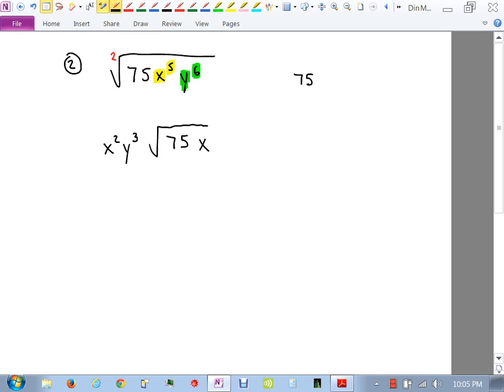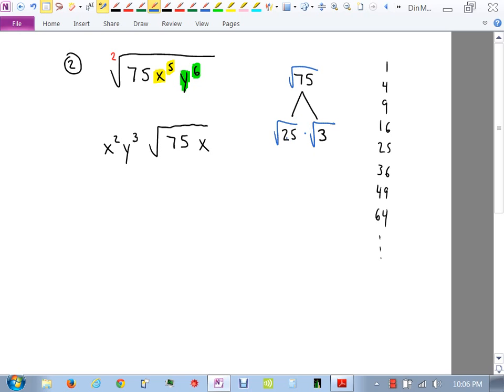I take the 75 and I try and break it down to be two numbers that multiply to be 75, where one of them is a perfect square. And remember, our perfect squares are 1, 4, 9, 16, 25, 36, 49, 64, etc. So 75, if you look at this list here, the biggest number you get in there is 25 times 3. And that means if I take the square root of 75, it's the same as taking the square root of 25 times the square root of 3.